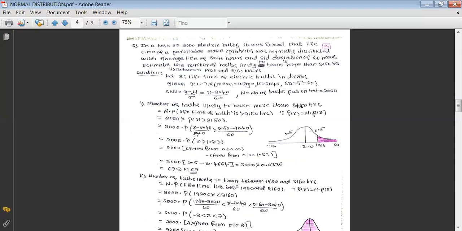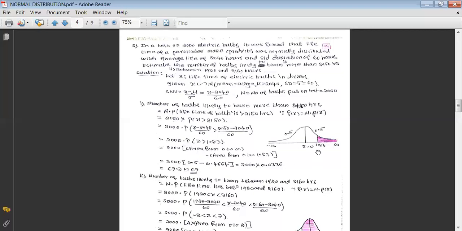Since this is normal, convert it to standard normal by subtracting the mean on both sides and dividing by the standard deviation. The mean is 2040 and the standard deviation is 60. This becomes z, and this is greater than 1.83 when you calculate. Now first let us find the probability that z is greater than 1.83. 1.83 is positive, so it lies on the right side of 0, which is why I marked it somewhere here. I want the area greater than that, meaning above that, so this area is shaded.